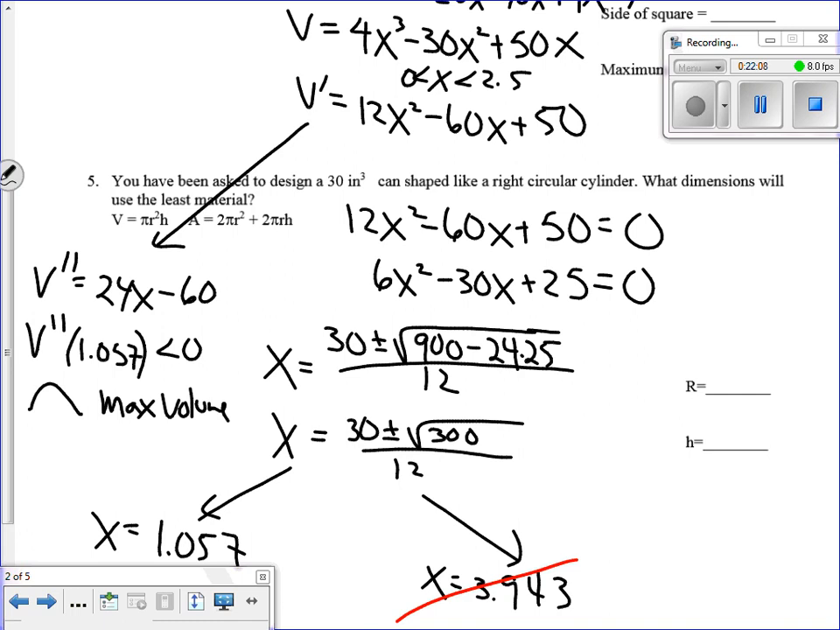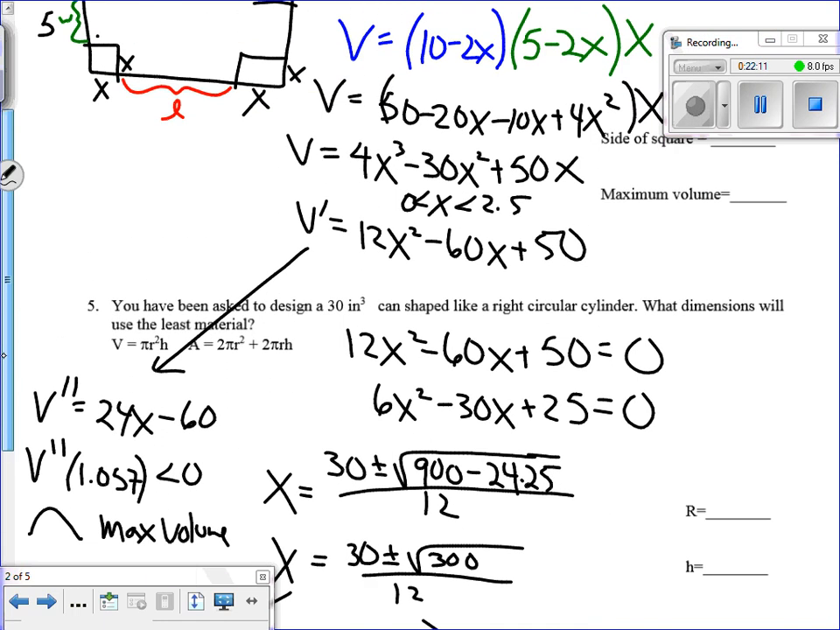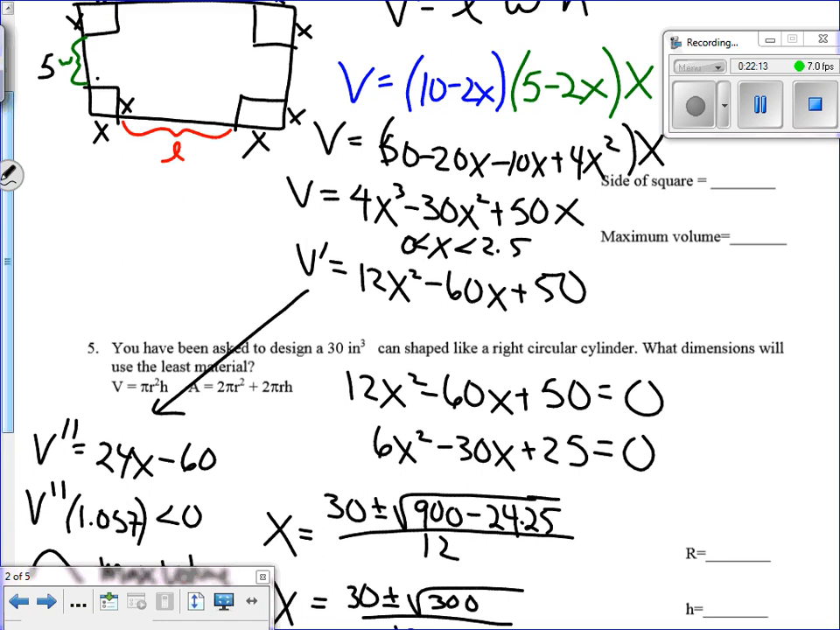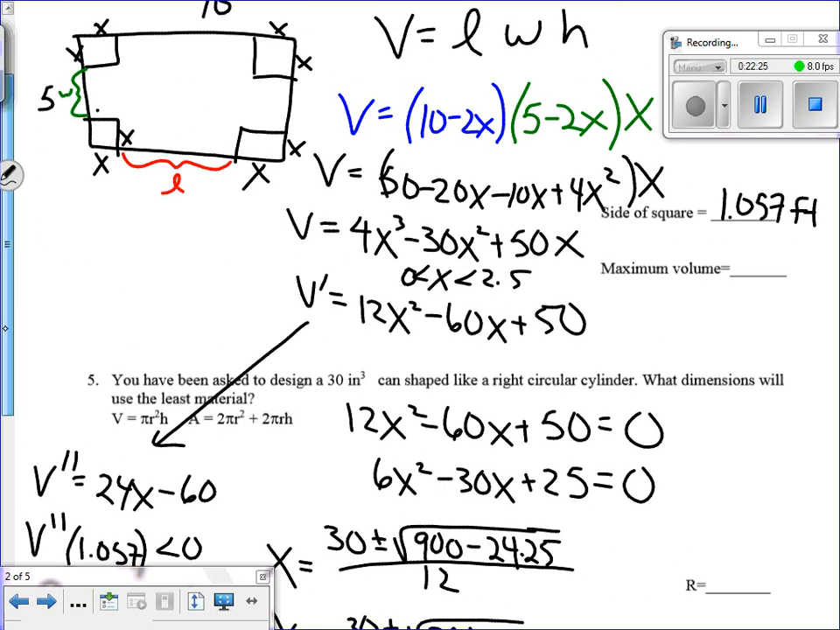Now let's go and answer the question. So we know what side squares to cut. The side of the square we found out was 1.057 feet. The maximum volume you can get, by just looking at your equation for the volume after you cleaned it up, you can just plug in here, or you can figure out the other dimensions too. Any of these you can use, okay? Plug in the x you got, and if you do that, I believe you have 24.056 cubic feet.